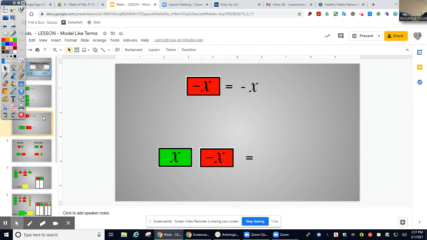Now, we can also have negative x's. So this can be read as negative x, or we can even call it negative 1x. Okay? And here, same thing like zero pairs, a positive 1x and a negative 1x are going to cancel each other out, and they equal 0. This is also known as a zero pair. Okay? Because they cancel each other out.